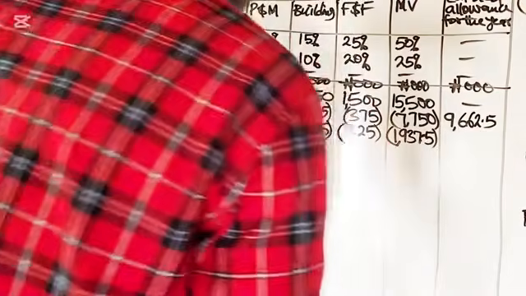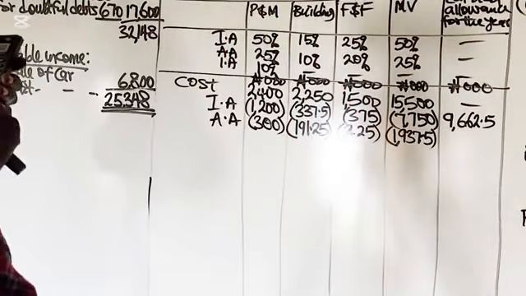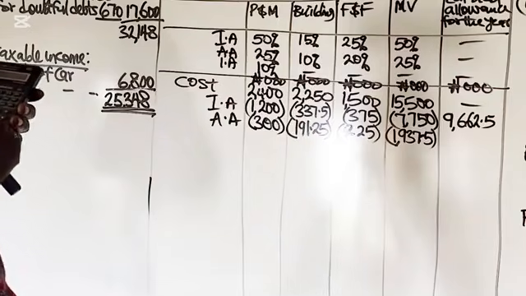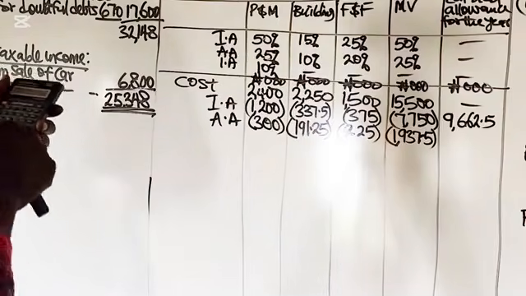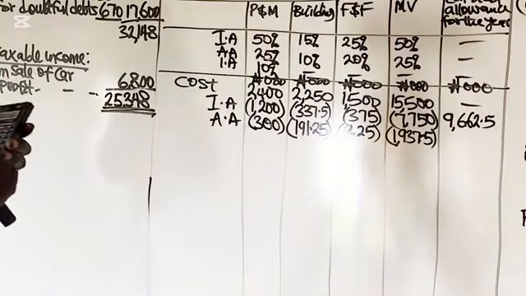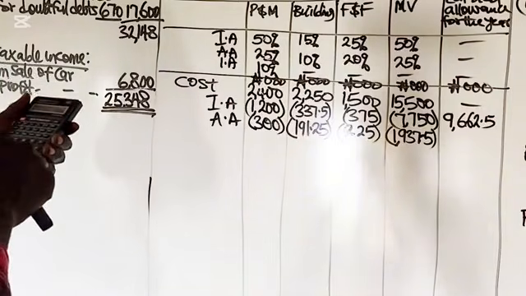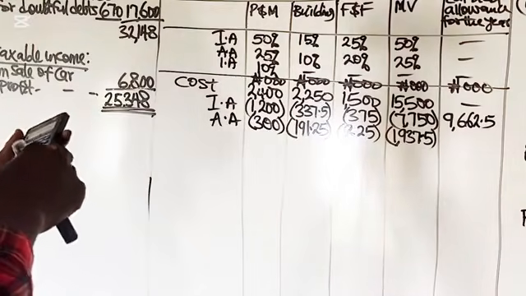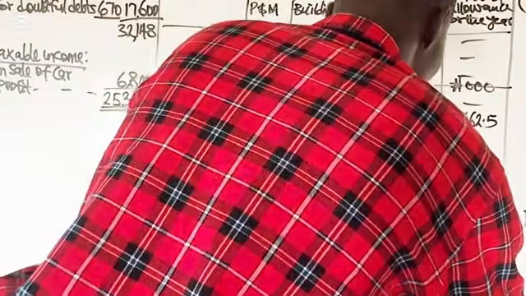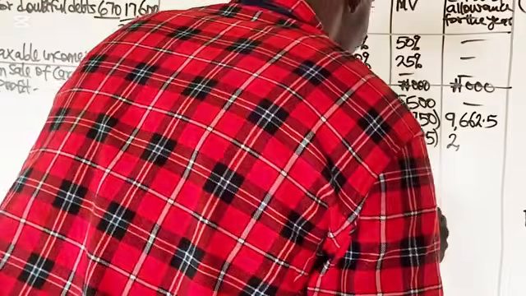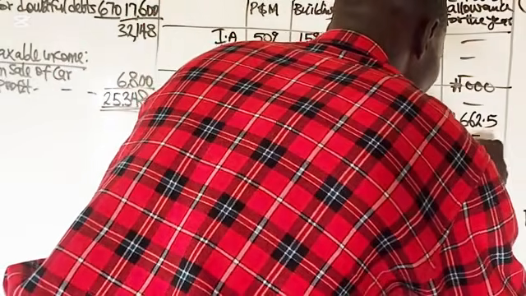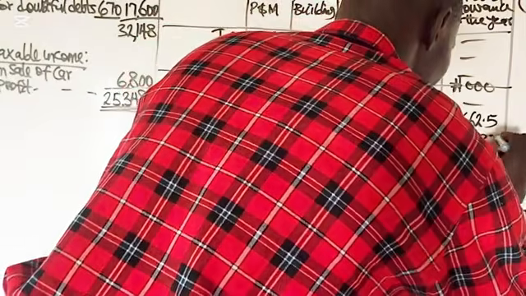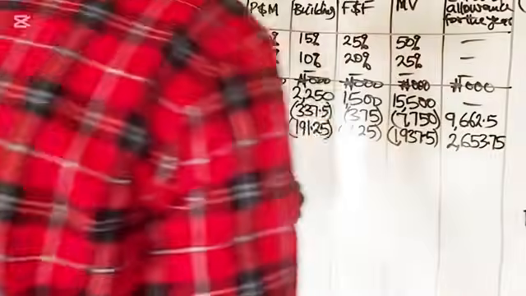So let's sum up the annual allowances. Plus 225 plus 191.25 plus 300. The annual allowance total is 2,653.75. That is the annual allowance for the year.